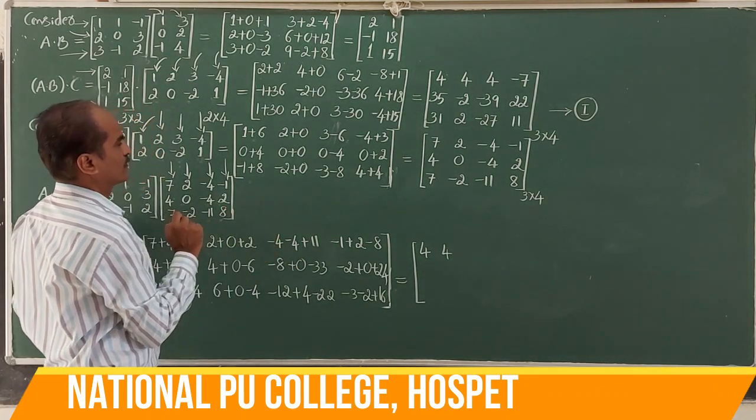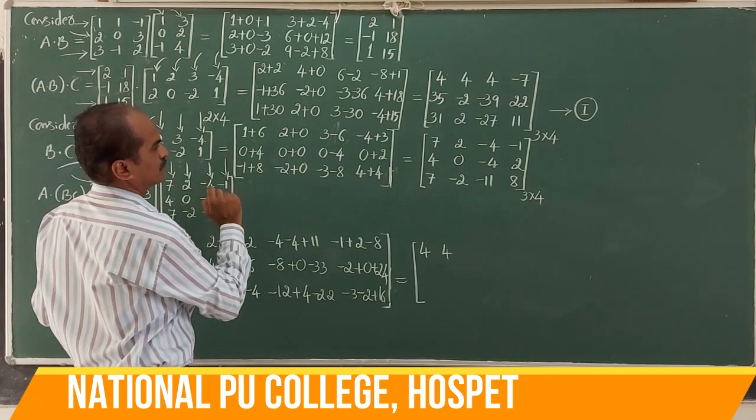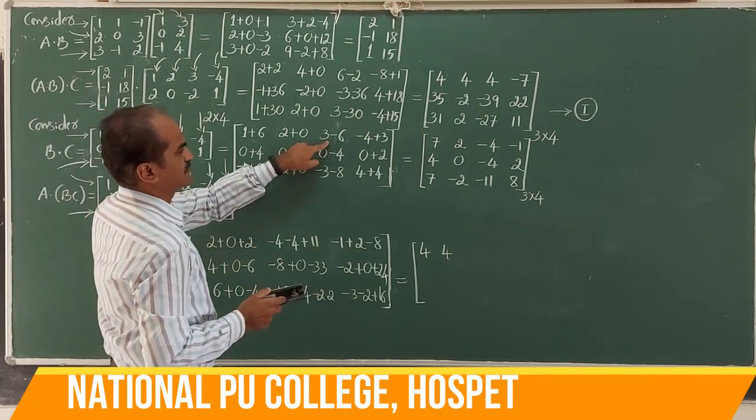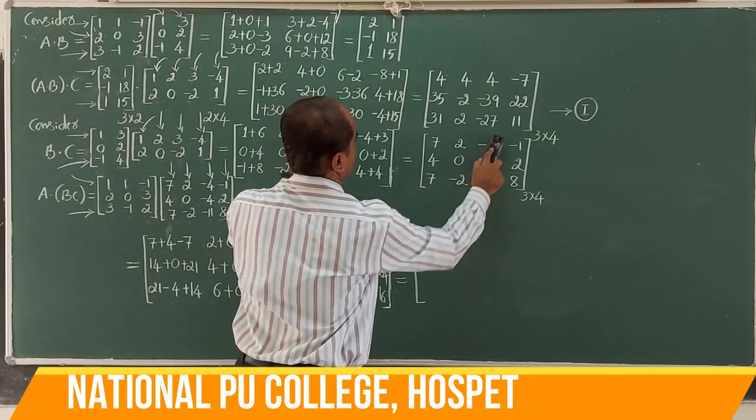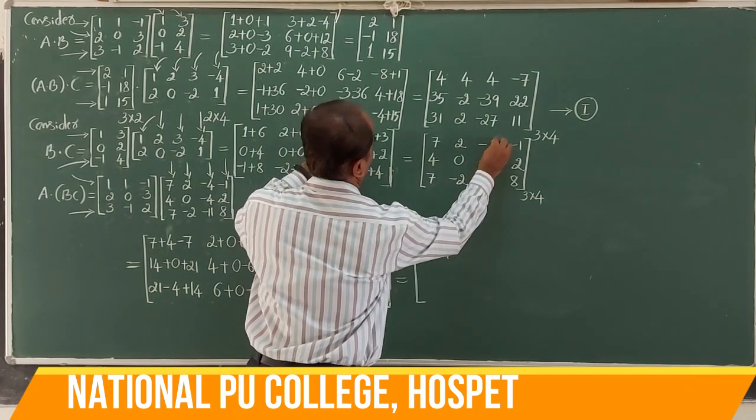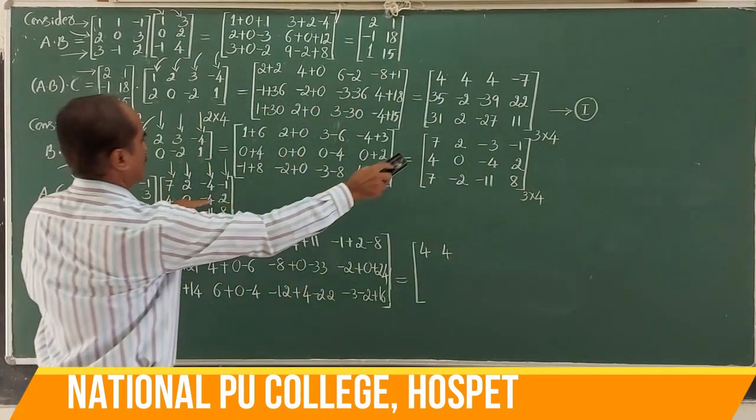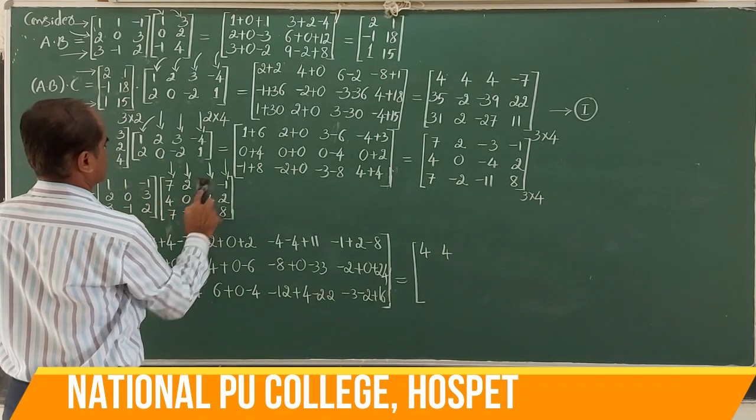Somewhere we went wrong. Okay, here 3 minus 6. How much is 3 minus 6? It is minus 3. I had to write this as minus 3.